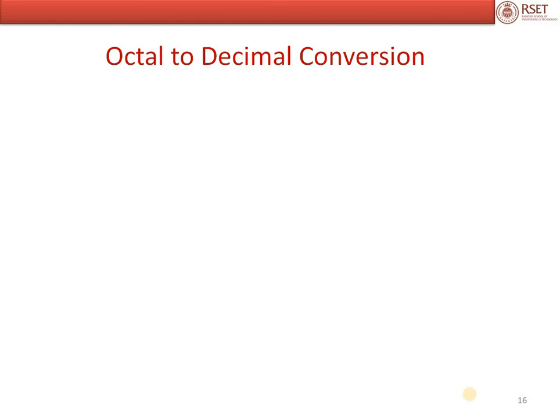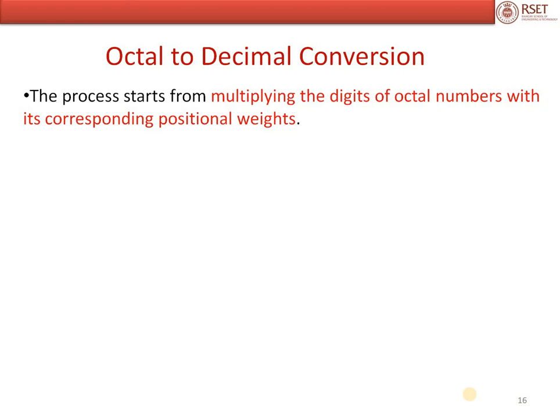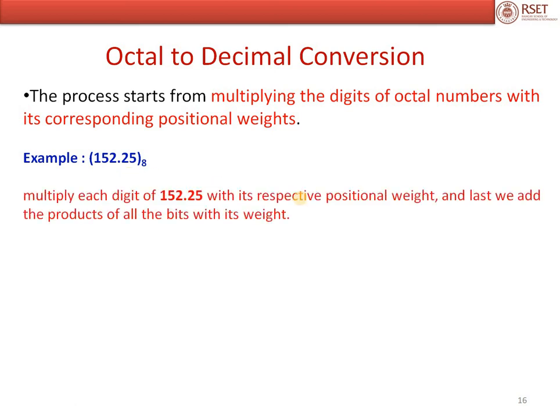Then the next one is the octal to decimal conversion. The process starts from multiplying the digits of the octal number with its corresponding positional weights. So let's say we need to convert this octal number to a decimal number. So we multiply it with the corresponding positional weights.